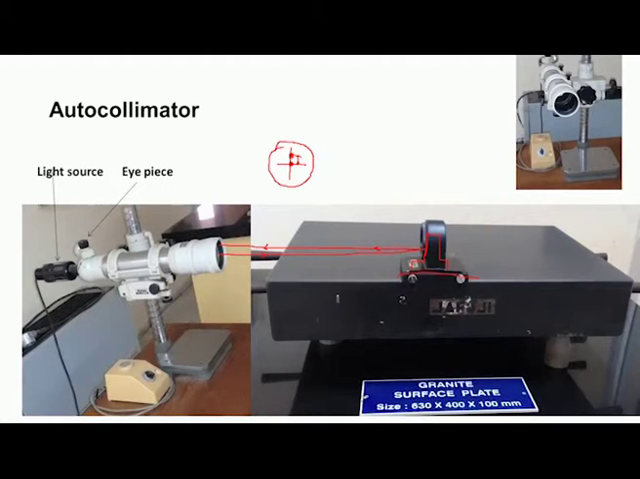Like this, at different positions, we have to keep the reflector. The total length of the surface is divided into some equal number of parts. This is 0, this is the first position, this is the second position, third position. Like this, we have to divide this into equal number of parts, and keep on placing the reflector at different locations, and note down the readings.